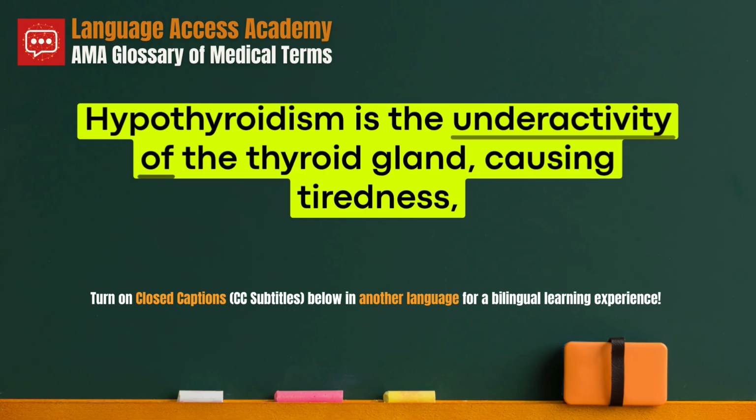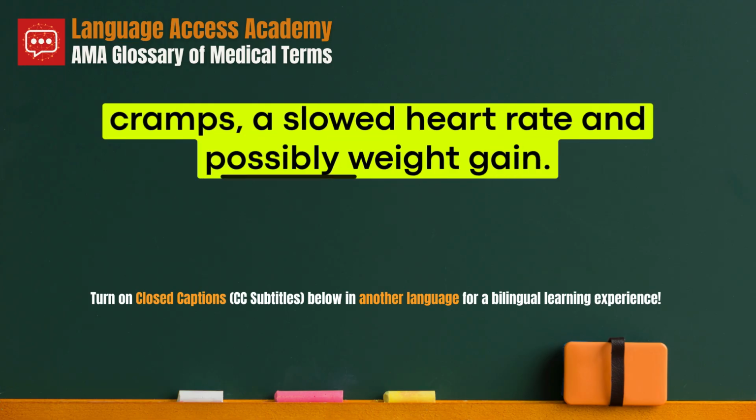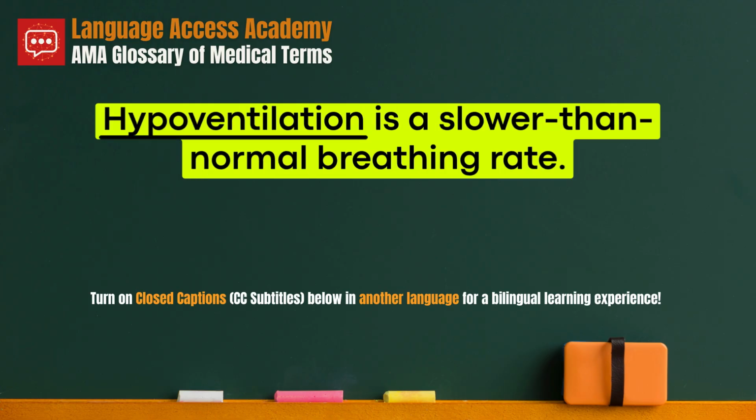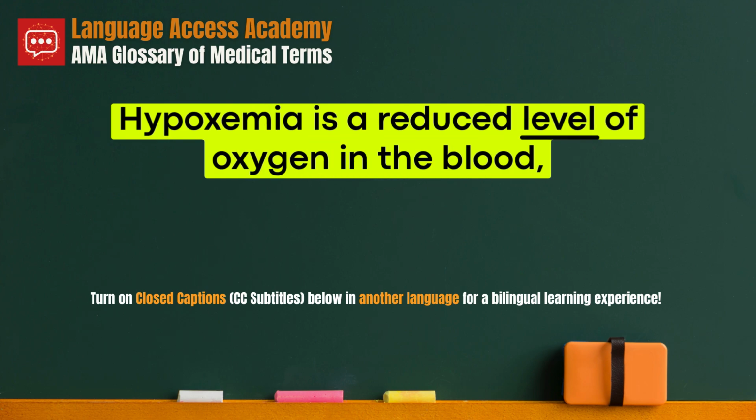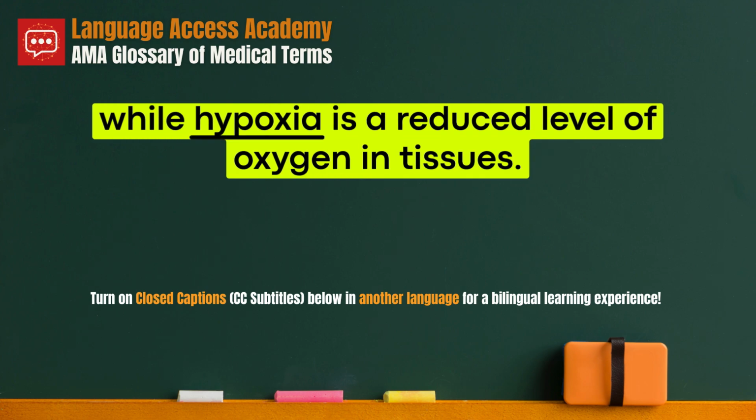Hypothyroidism is the underactivity of the thyroid gland, causing tiredness, cramps, a slowed heart rate, and possibly weight gain. Hypoventilation is a slower than normal breathing rate. Hypoxemia is a reduced level of oxygen in the blood, while hypoxia is a reduced level of oxygen in tissues.